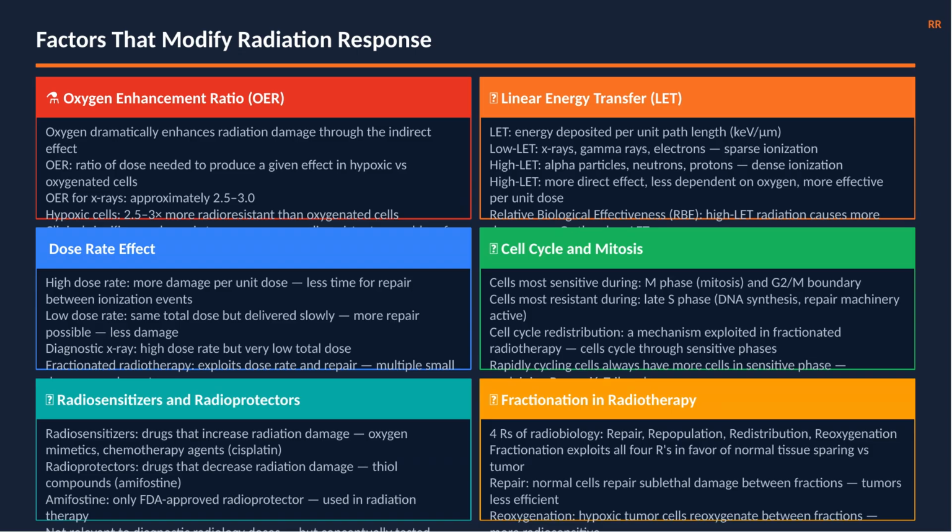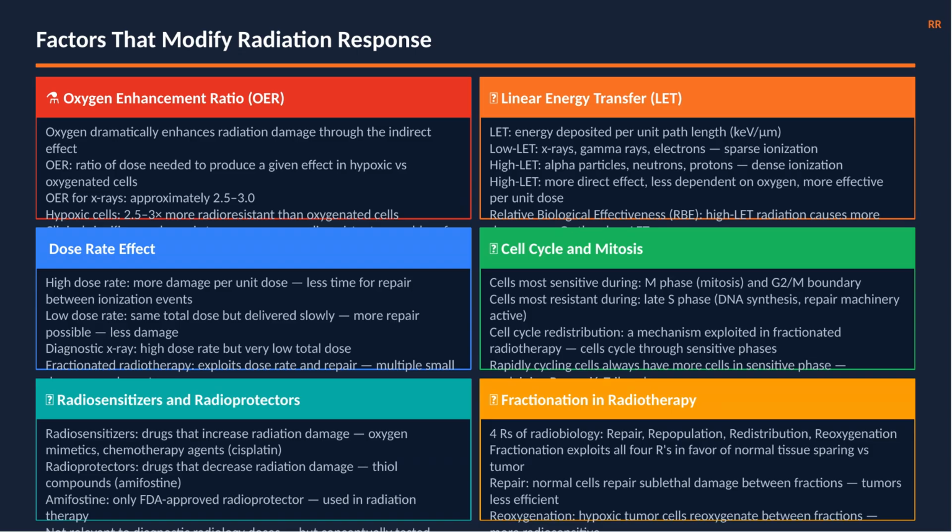Linear energy transfer, LET. The energy deposited per unit path length, measured in kiloelectronvolts per micrometer. Low LET, X-rays and gamma rays, sparse ionization, mostly indirect effect. High LET, alpha particles, neutrons, protons, dense ionization, more direct effect, less oxygen dependent, and more effective per unit dose. Relative biological effectiveness, RBE. High LET radiation causes more damage per gray than low LET radiation.